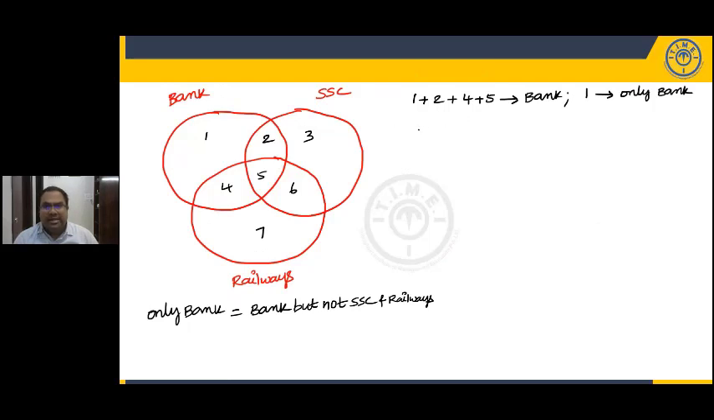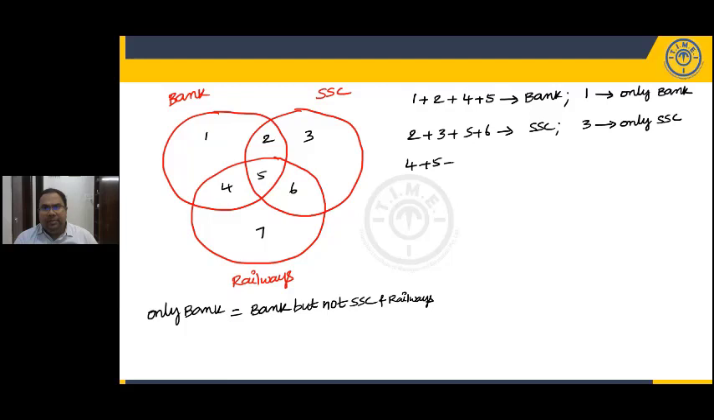Now, what is 2 plus 3 plus 5 plus 6? SSC. What is 3? Only SSC. Right? 3 is only SSC. Otherwise, I can say SSC but not bank and railways.